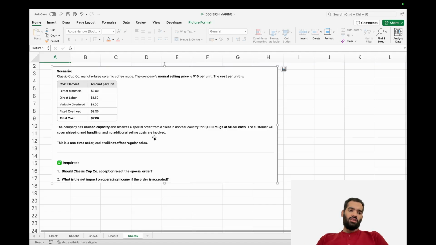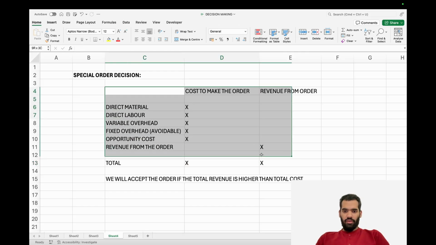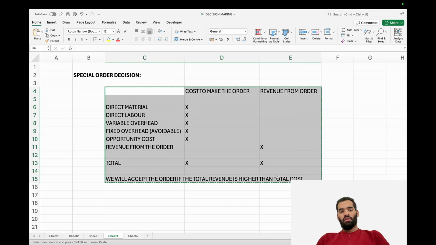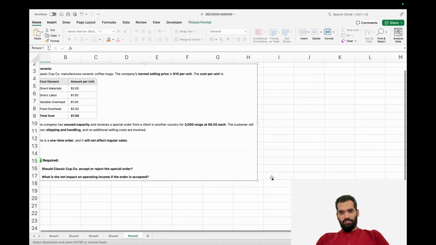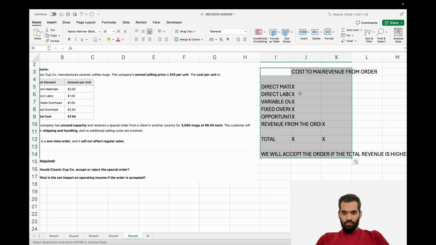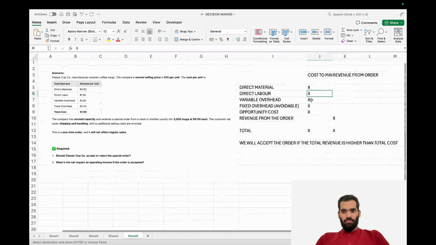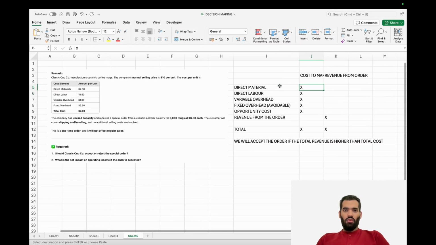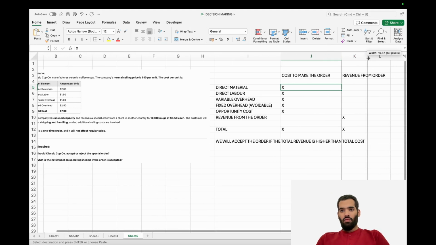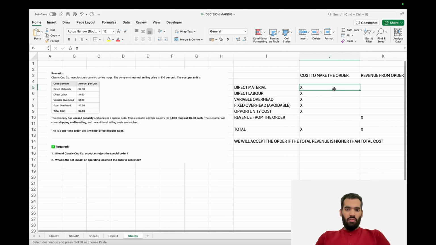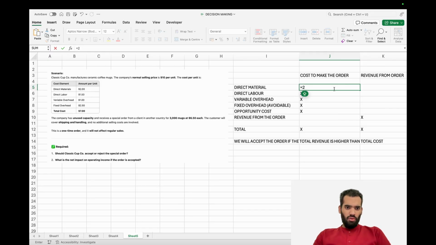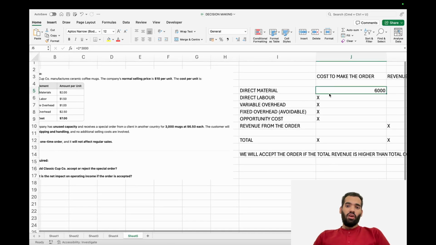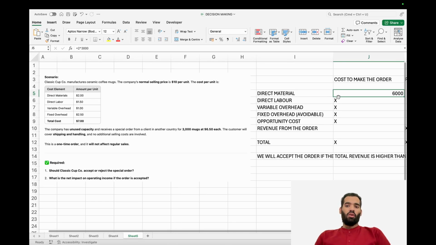Again, to solve this question, we really just need to know the format. So I'm going to copy the format we already learned and see if it can help us make this a special order decision. On the left side, we have to write the direct material it will take us to complete the order, because if you notice, it's cost to make the order and revenue from the order. So for the cost to make the order, material per unit is 2, and we are supposed to make 3,000 mugs. So 2 times 3,000, $6,000 will be our cost to make the coffee mugs.